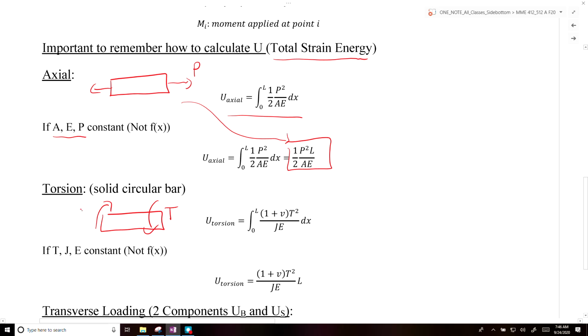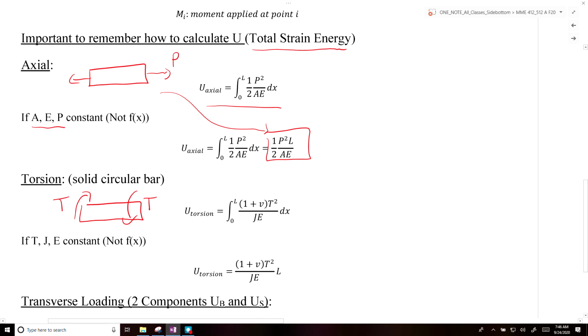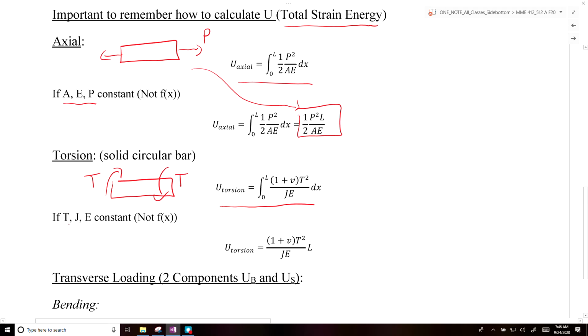In a similar fashion, if you have a solid bar under torsion with an applied torque, you can solve it using this equation here. Again, if T, J, and E are constants and not functions of x, it simplifies down to this equation here, where all the terms are constants.